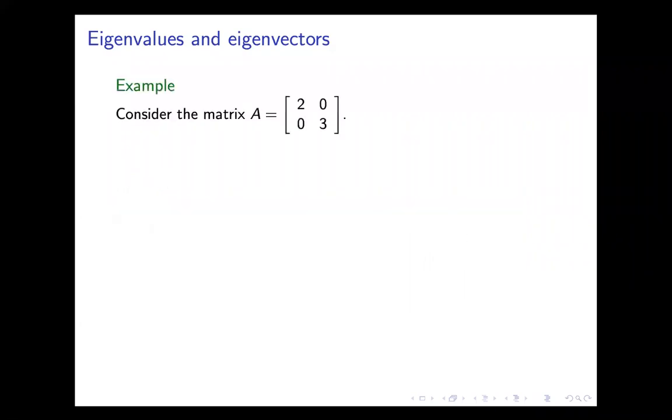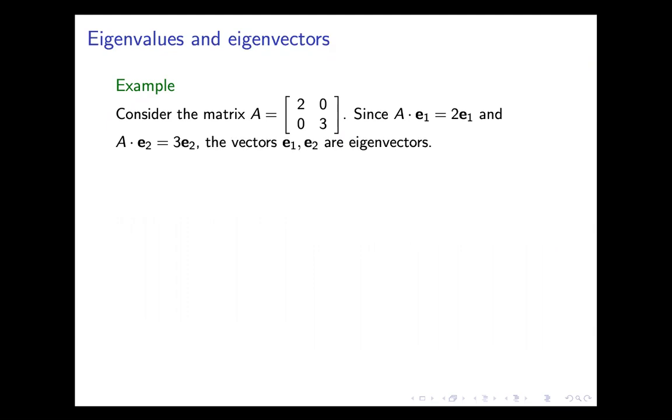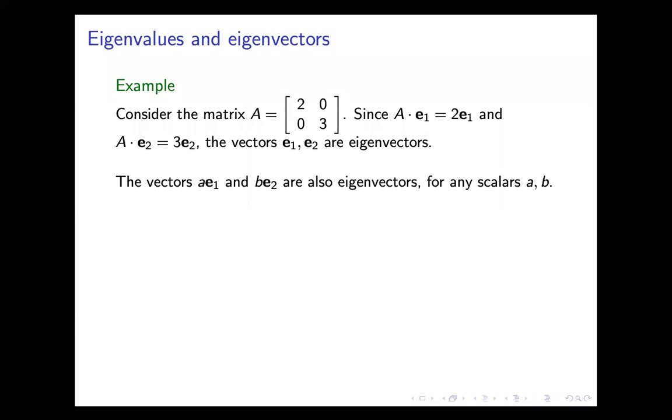Take the matrix 2, 0, 0, 3. Diagonal matrix. So we have A acting on E1 gives 2E1, and A acting on E2 gives 3E2. So both vectors from the standard basis are eigenvectors, and also vectors that are multiples of those. So a times E1 and b times E2 are also eigenvectors for any scalars.